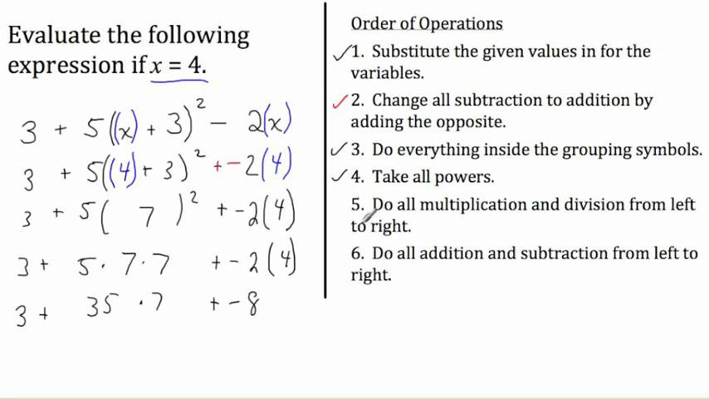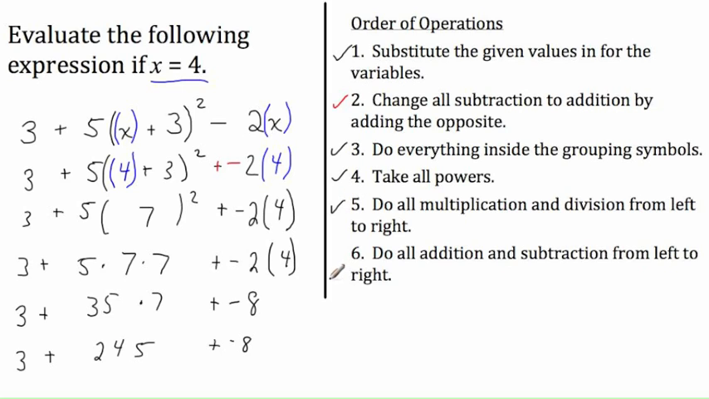And we're still in step 5 because there's still some multiplication to do here. So we bring that down. And then we multiply 35 by 7, which is 245. And then we bring everything else straight down. We look and see that there is no more multiplication or division, so step 5 is complete.